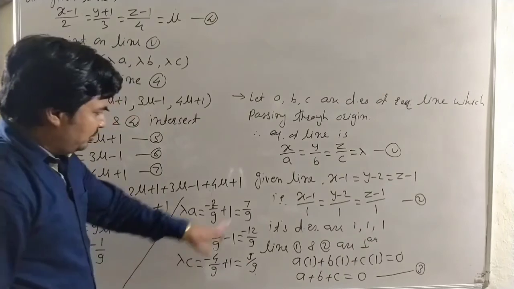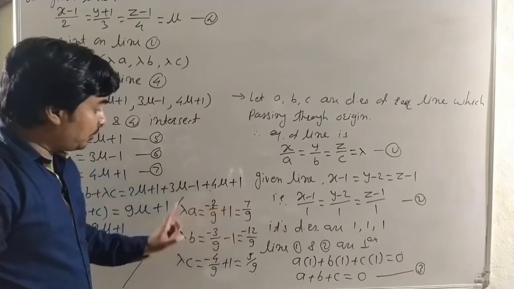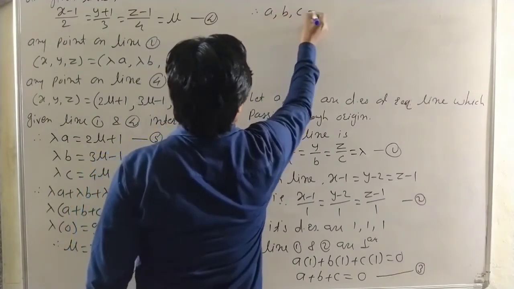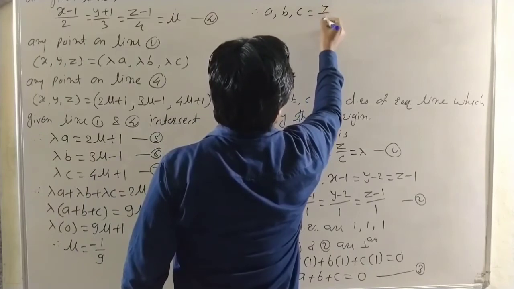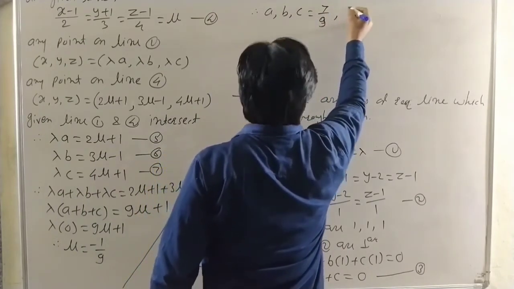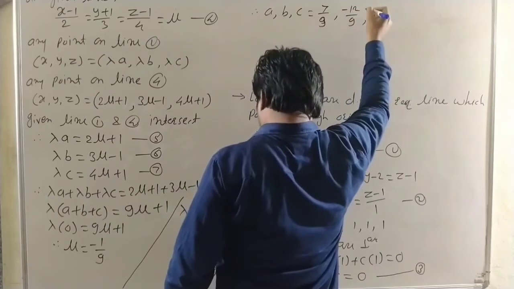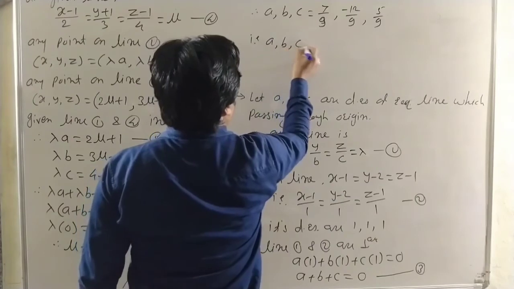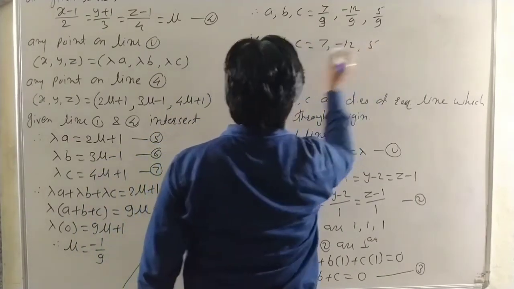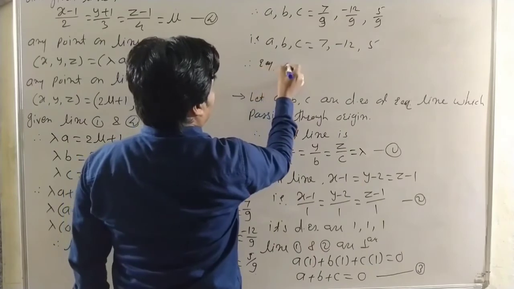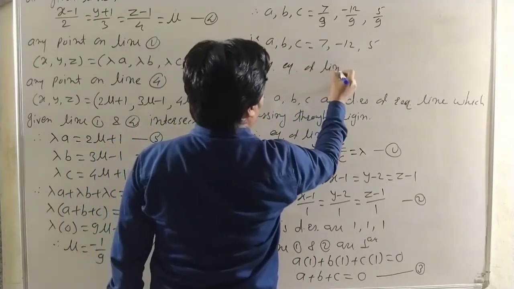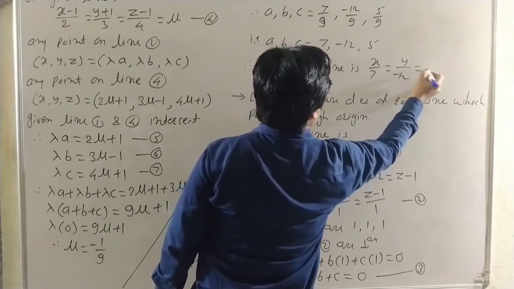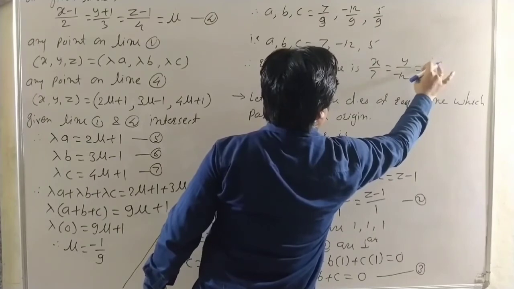Therefore, a is equal to 7, it is the proportional value. So we can take a, b and c as 7 by 9, minus 12 by 9 and 5 by 9. That is, a, b and c are 7, minus 12, 5, and therefore the required equation of line is x upon 7 is equal to y upon minus 12 is equal to z upon 5.